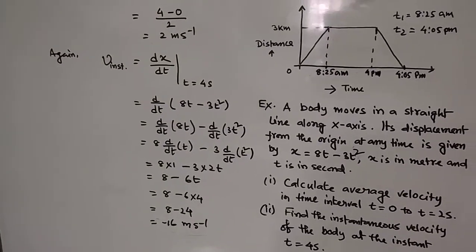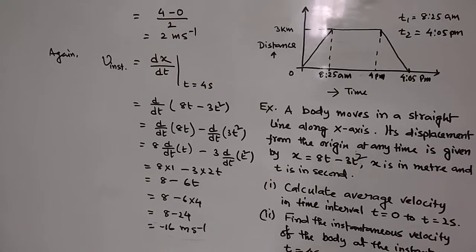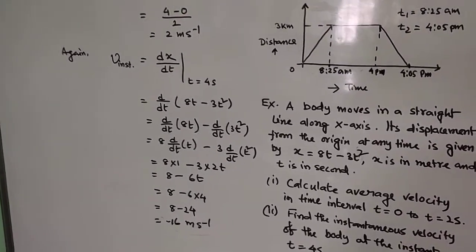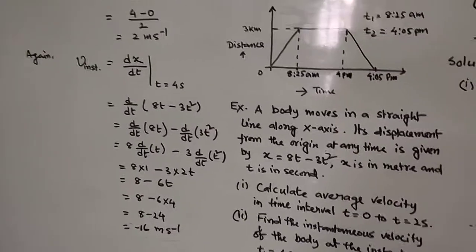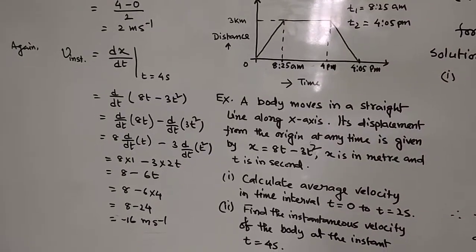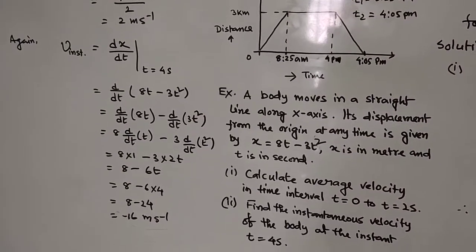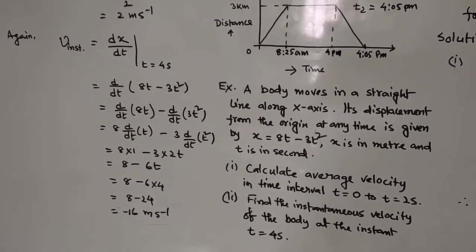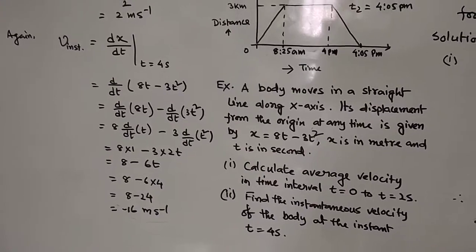Now you see, what does the negative sign mean? Suppose your journey starts in a particular direction. Now at this instant, the journey is in the opposite direction. That's why the negative sign comes out. If you start your journey from left to right, and at a particular instant it is from right to left, then it is negative.